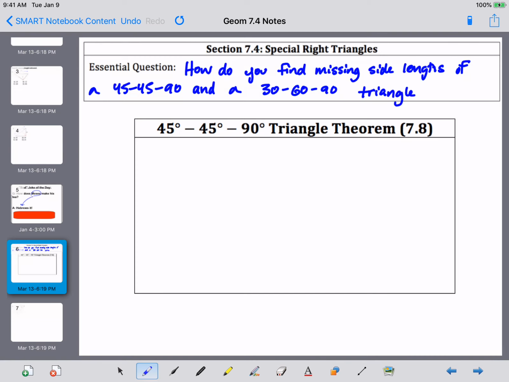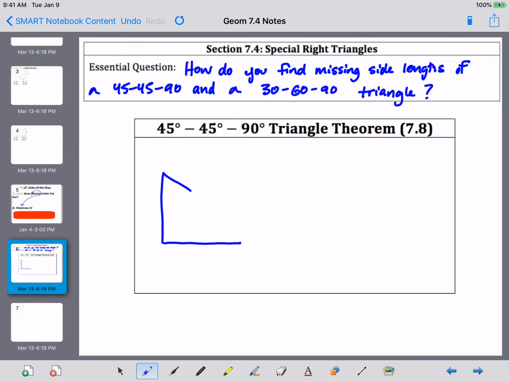All right, so the first type of triangles that we are going to look at are 45 degree, 45 degree, 90 degree triangles, or in other words, just 45, 45, 90s. And then we're going to do three examples using those types of triangles.